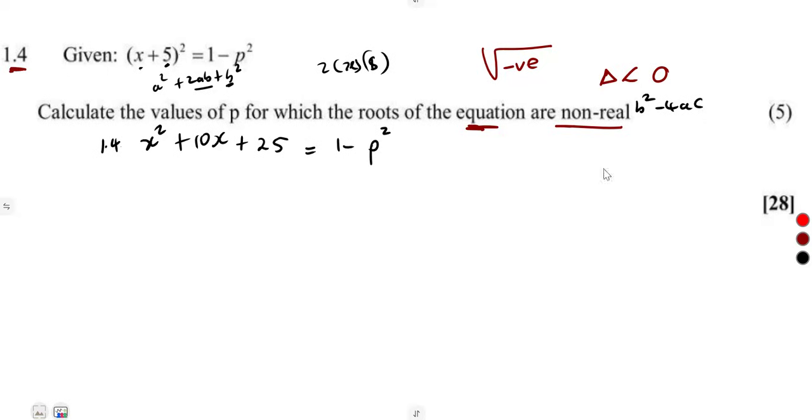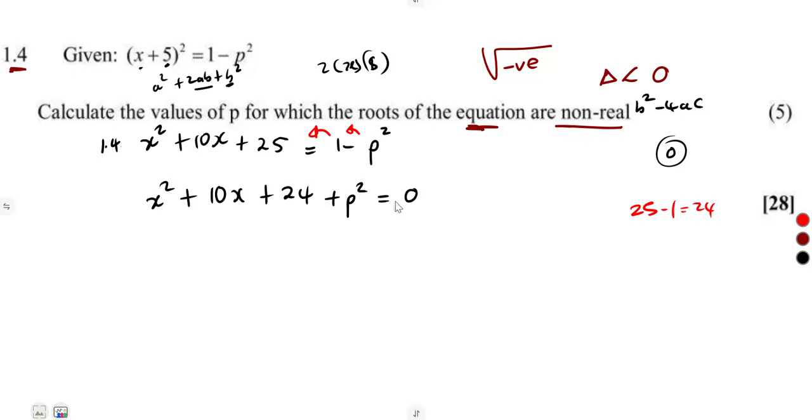1 minus p squared is a constant, this one. We do not have x, so it is a constant. So you can take it to the other side of the equation, as we do understand that one side must be equal to 0. So 1 to the other side was going to be a negative, 25 minus 1, which is 24. All right. Then if we take minus p squared to the other side, it's going to be a positive. So it's going to be positive p squared. So that's equal to 0.